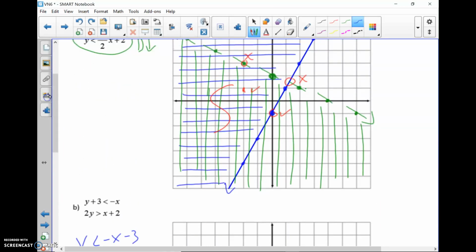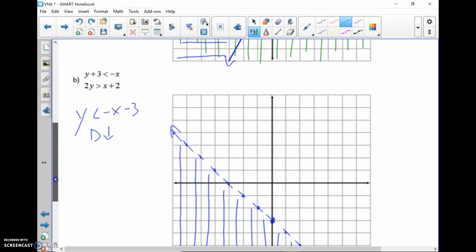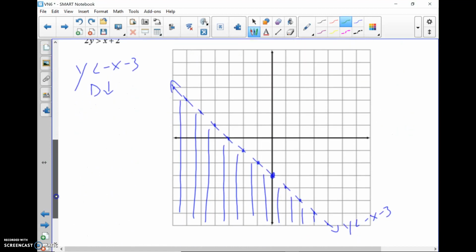I think I forgot to label this one over here. I'm going to label this one too. y is less than, I think it was negative half x plus 2. Was that right? Negative half x. Yep. All right. So that one's done.